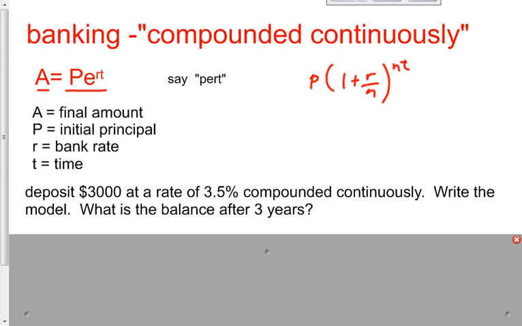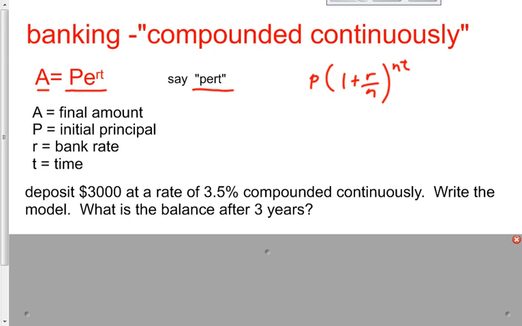So e is going to be our Euler number. P again is the initial principal that we're going to put into the question. e, of course, will be our e value on our calculator. r is the rate that the bank will give us, and then t stands for time. So when you're trying to remember this formula, P times e raised to the rt, if you say PERT, maybe that'll help you, P-E-R-T. So here's a very quick sample.